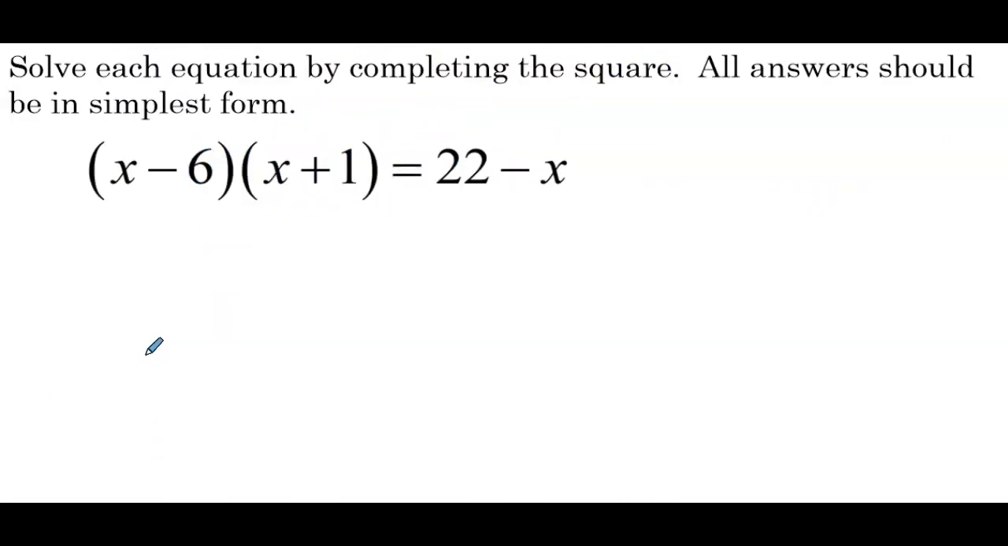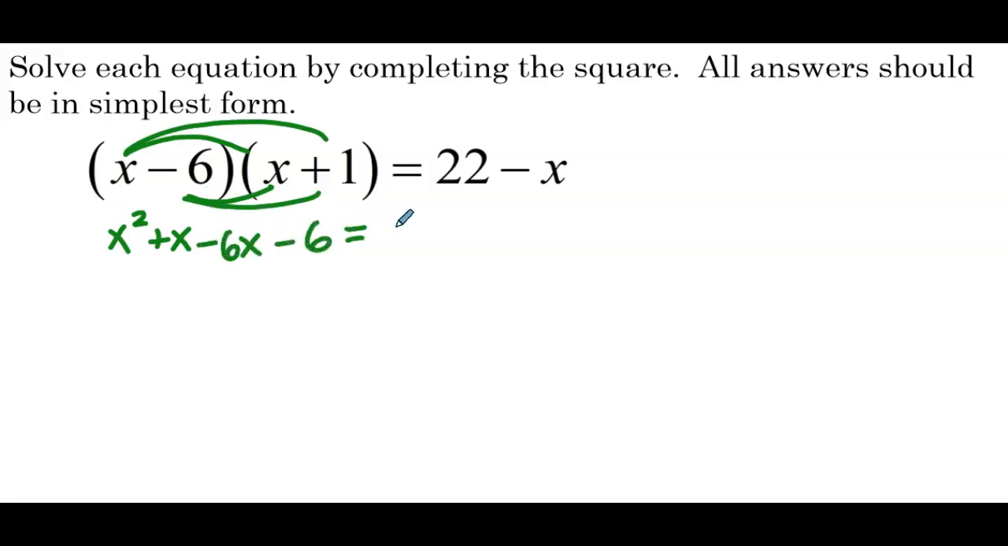Alright, now we have (x − 6)(x + 1) = 22 − x. So they want us to do a little bit of work here. First we'll start by distributing out: x times x, times 1, so x squared plus x, then distribute out the negative 6, minus 6x minus 6 equals 22 minus x. So we have x squared minus 5x minus 6 equals 22 minus x.